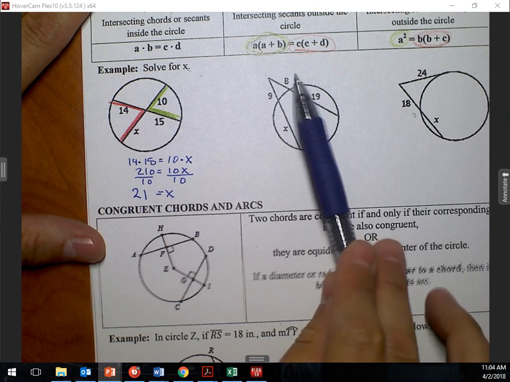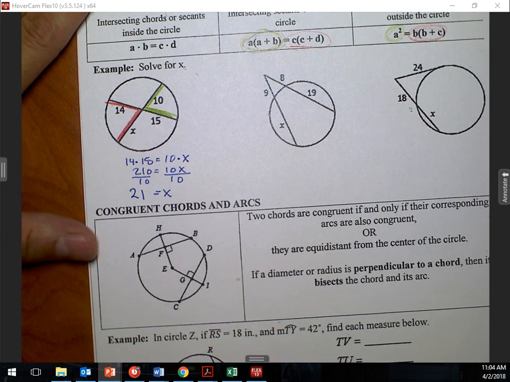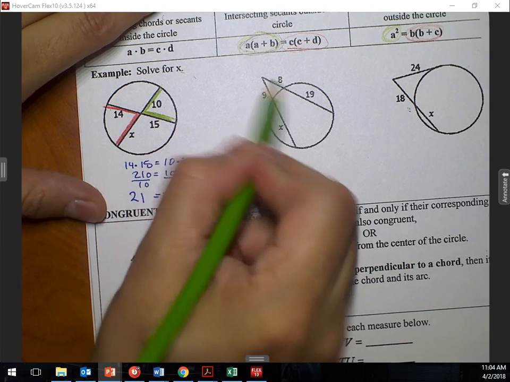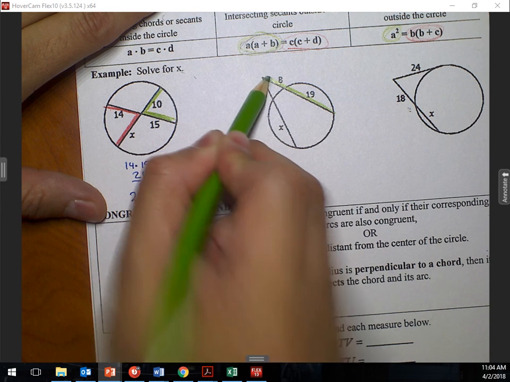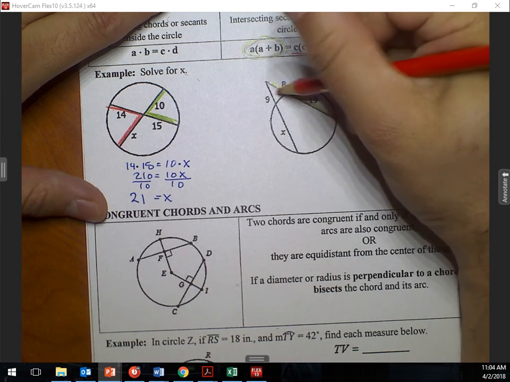Let's do this one. Let's color this one now. You know, I could hear you way up here. Yeah, I know. And I don't appreciate it. I really don't.